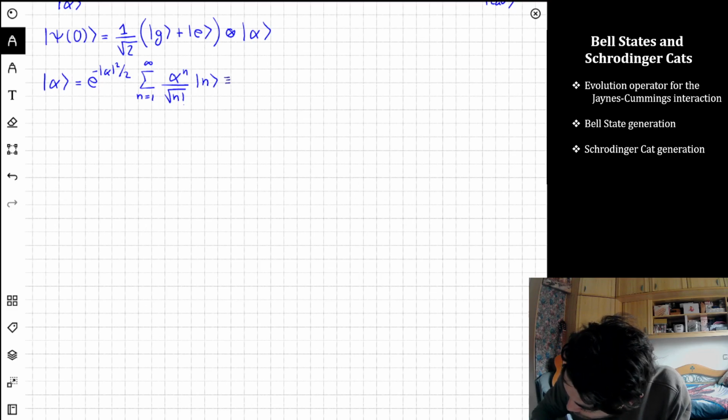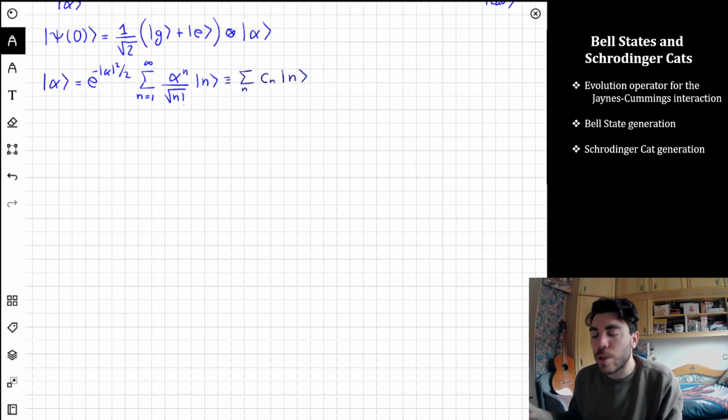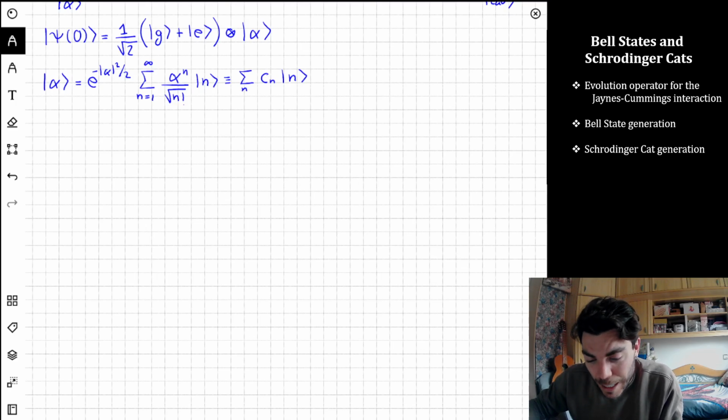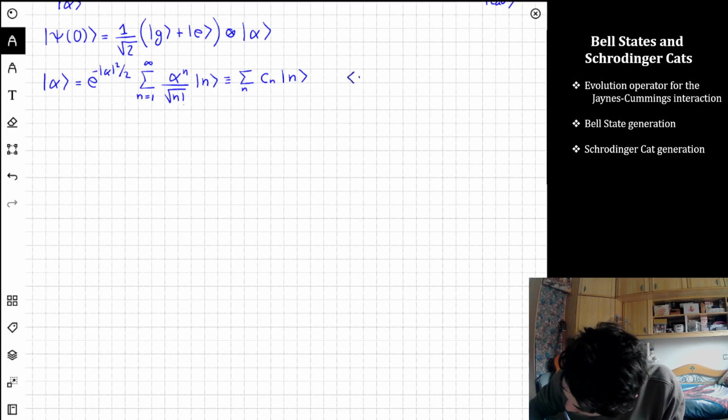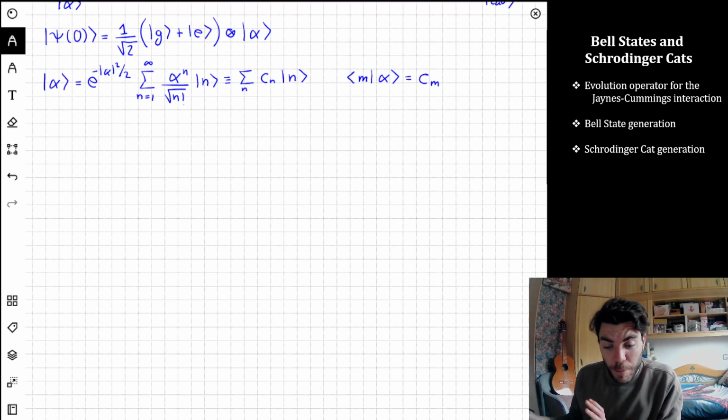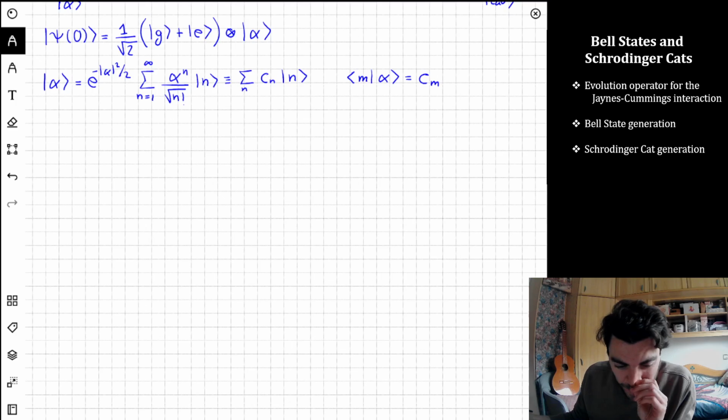Of course, we are just writing a superposition of Fock states that gives you the coherent state, and these C_n are exactly these coefficients that you can see. This means that if I have a Fock state m and I make the overlap with the coherent state, I just get C_m. Remember that. Alright?